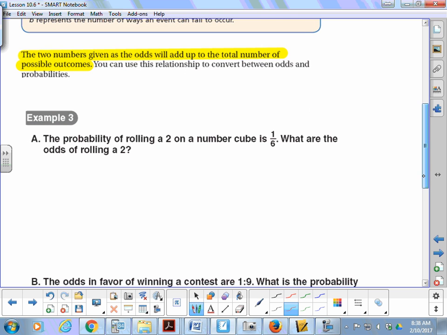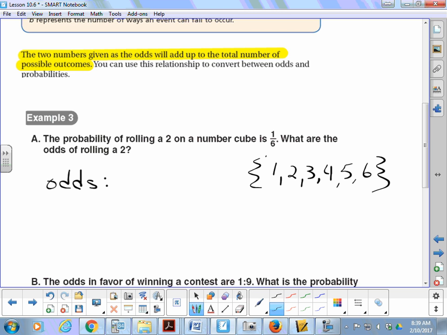All right, so the probability of rolling a 2 on a number cube is 1/6. What are the odds of rolling a 2? All right, so we listed these before. Let's list them again, our sample space. The probability of getting a 2 is 1/6 because there's 1 out of a total of 6. So if there's one 2, how many things are not a 2? How many not 2s are there? Okay, there are 5.